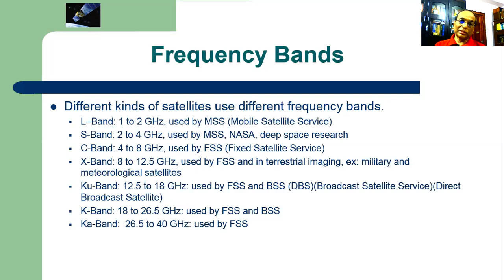Satellite communication started with C band, 4 to 8 gigahertz. It is a very popular band, and nowadays that band is very much loaded. That's why Ku band is becoming very popular nowadays.